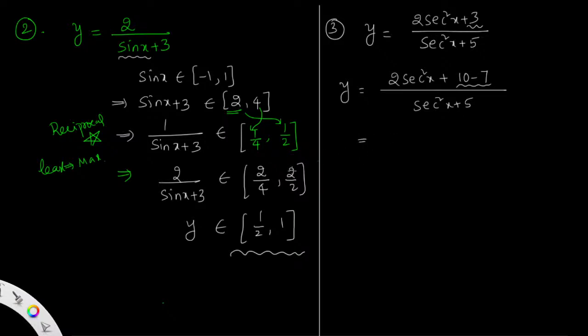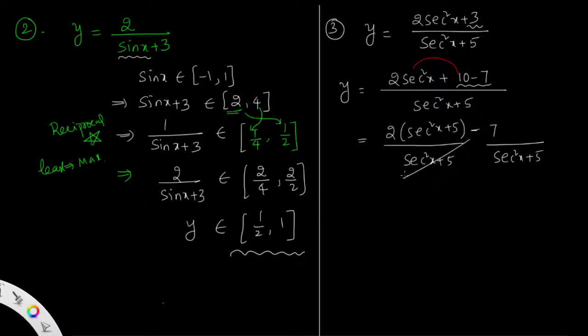Now we have 2 secant square x and 10; from these, take 2 as common. So 2 common, then secant square x plus 5 minus 7, divided by secant square x plus 5. Now this term should be cancelled. Then it becomes 2 minus 7 by secant square x plus 5.